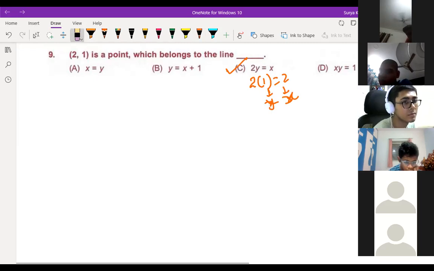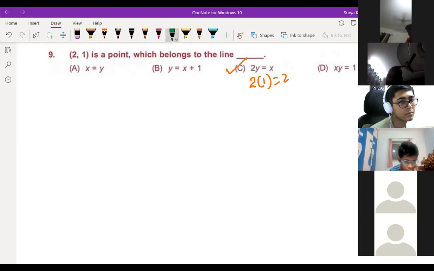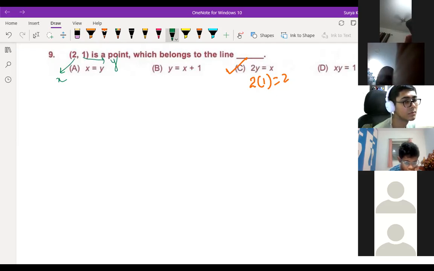Sir, it can be taken as B also, right? You can't take Y as... see, this is X all the time and this is Y all the time. Okay, Hania. Yes, sir, got it. We can't interchange. First one is always X and second one is always Y.